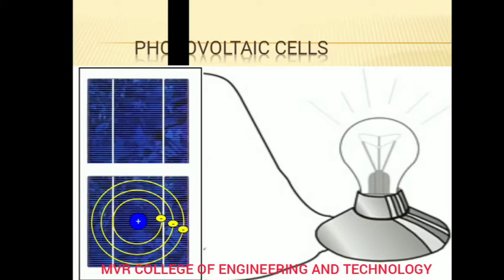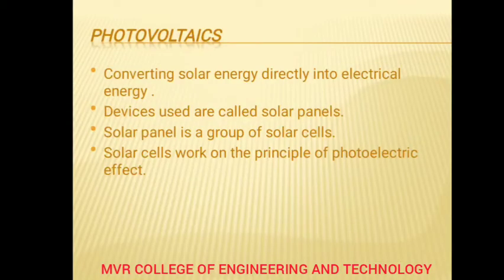You know about photovoltaic cells. By using solar energy directly, you can convert it into electrical energy. You can generate more energy by using photovoltaic cells, and this happens millions of times to produce electricity. Let us see what is meant by solar photovoltaics: converting solar energy directly into electrical energy.